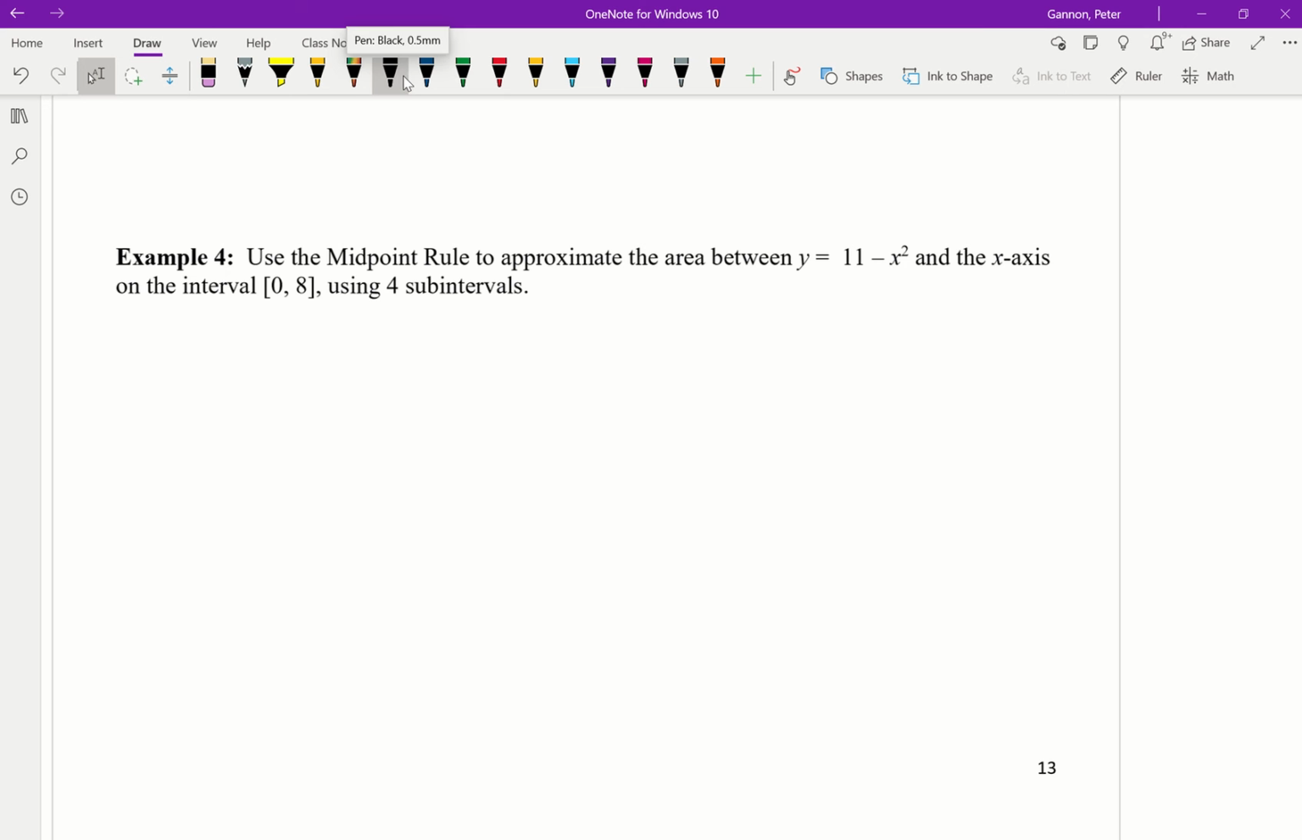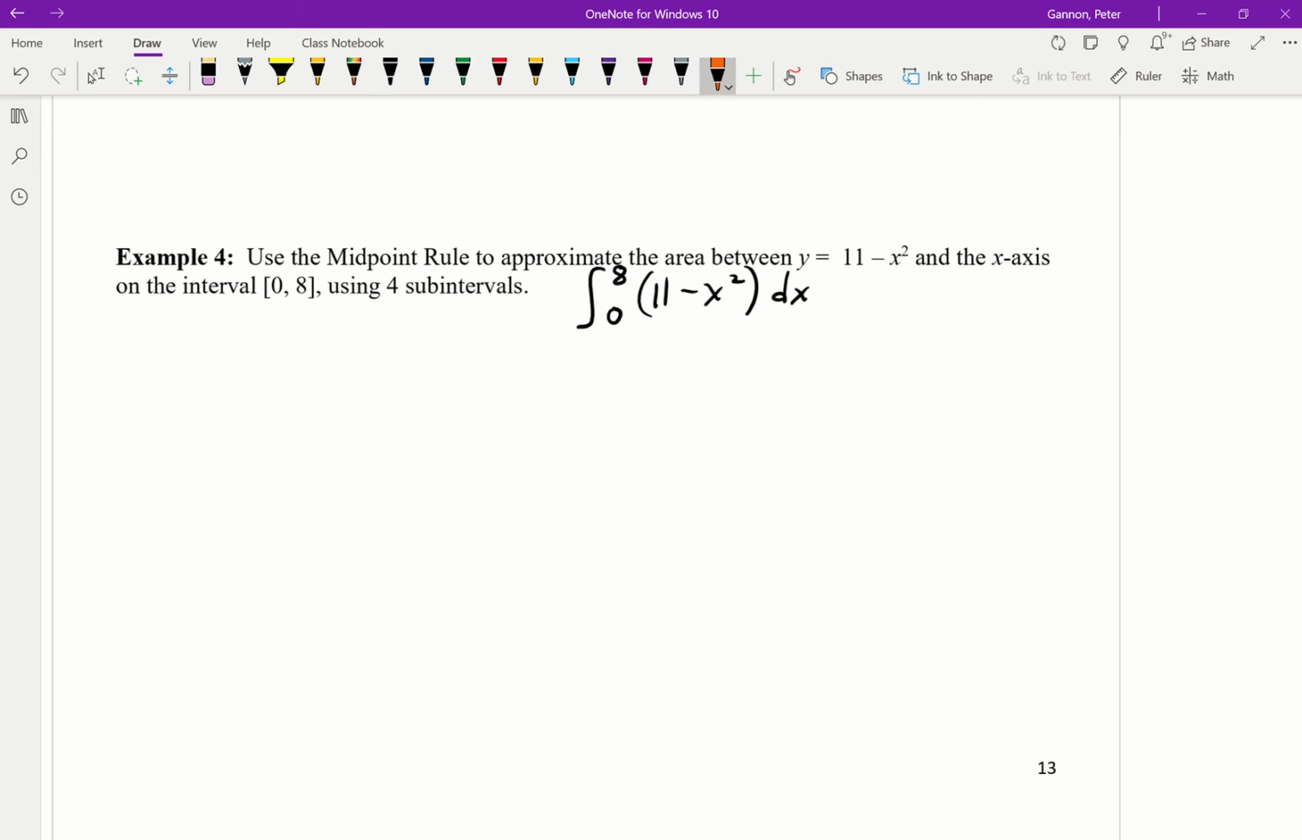All right, so this time it's going to ask us to use a midpoint rule to approximate the area between y equals 11 minus x squared and the x-axis. We're doing it on the interval from 0 to 8, and we're using 4 subintervals. So basically what we're doing is we're approximating the integral from 0 to 8 of 11 minus x squared dx. All right, we're approximating that using a Riemann sum.